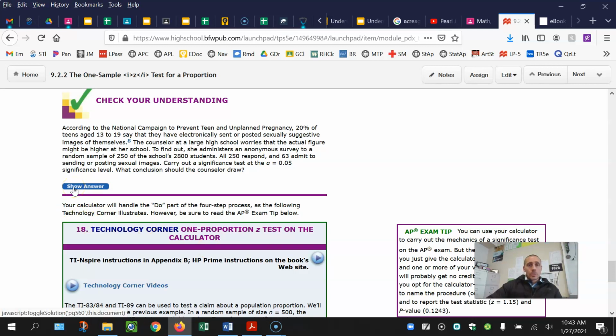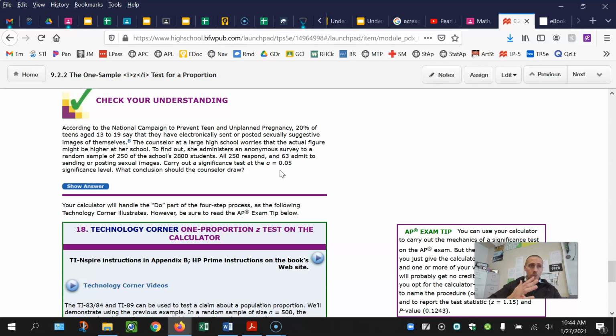So in this case, I want to figure out, they say 20% of teens aged 13 and 19 have electronically sent or posted sexually suggestive images of themselves. So that's the claim. So P is the true proportion of teens aged 13 and 19 who have sent or posted these images of themselves. That's the parameter in context. The null hypothesis would be P equals 0.2. The alternative, the counselor worries it's going to be higher. P is greater than 0.2, and our alpha level, they told us, is 0.05. Boom. That's the state step.